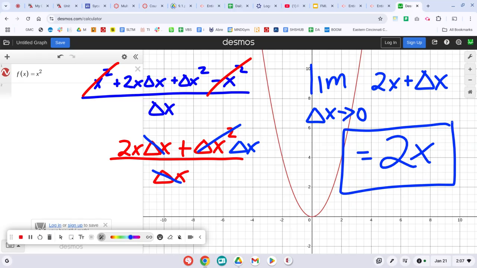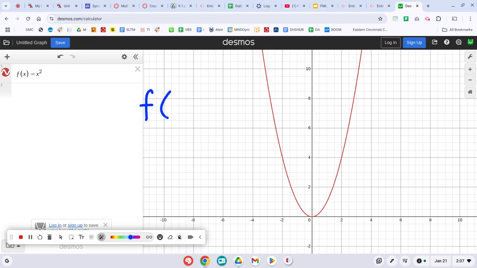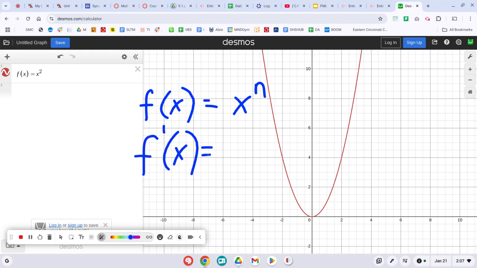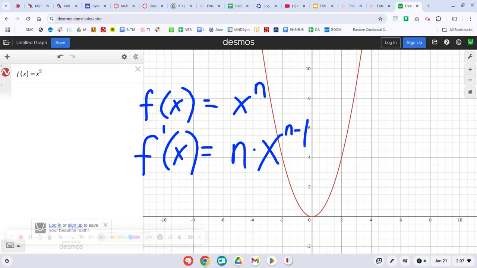Now, higher level mathematicians would call this x to the n, and there would be this really, really long written out proof, and all of the x to the n's would cancel, and you'd end up getting the derivative. If f of x is x to the n, then what's the derivative of that? What is the power rule? N times x to the n minus 1. There's a proof for that, and the proof is just the limit process.